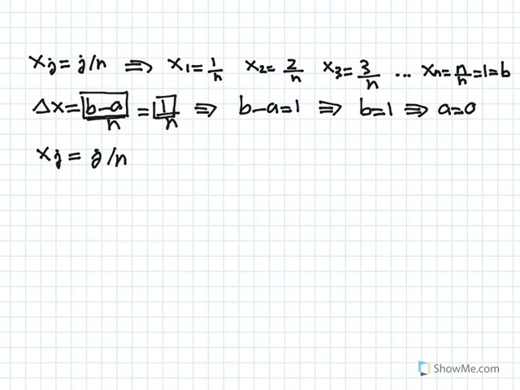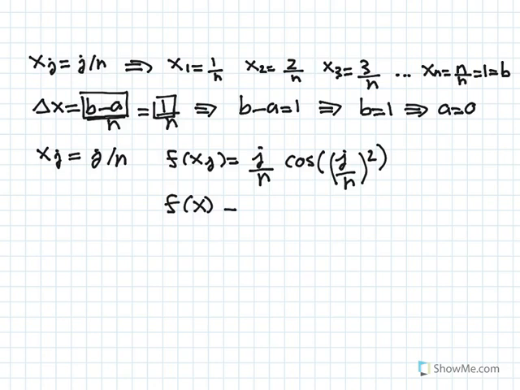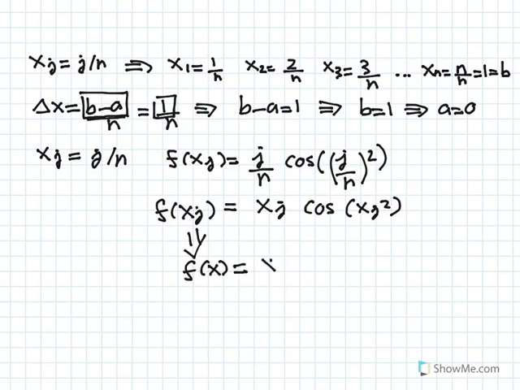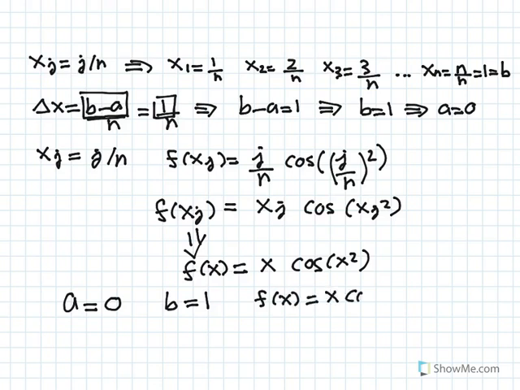So now we know that xj is j over n. The function builds itself around xj. So f of xj is going to be j over n cosine of j over n all squared. That means that f of x is equal to xj cosine of xj squared. So that's f of xj. So that also means that the function f of x is equal to x cos of x squared. We have a is 0, the lower limit of the definite integral, b equals 1, the upper limit of the definite integral. We also have the function f of x is equal to x cos of x squared.